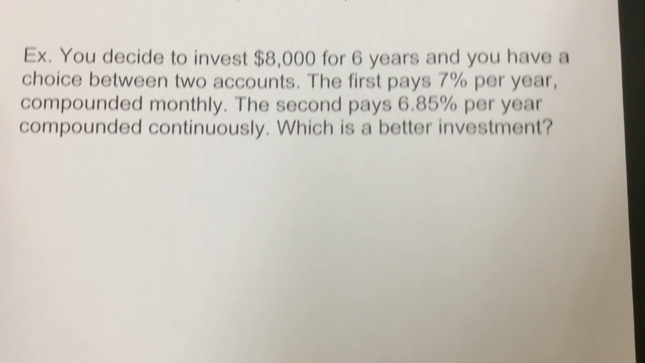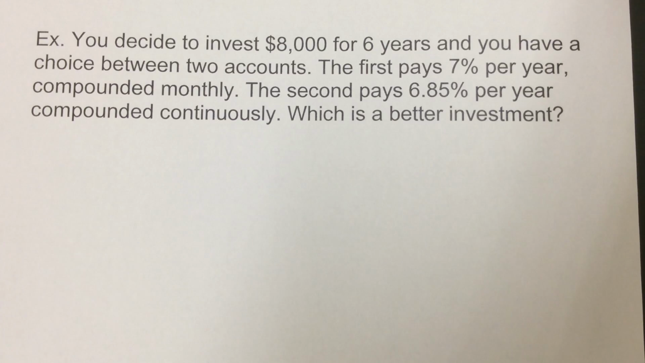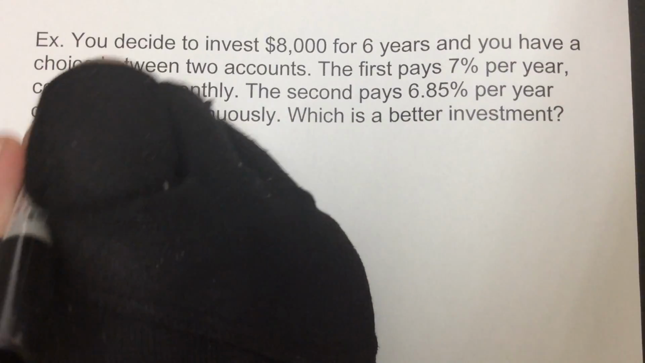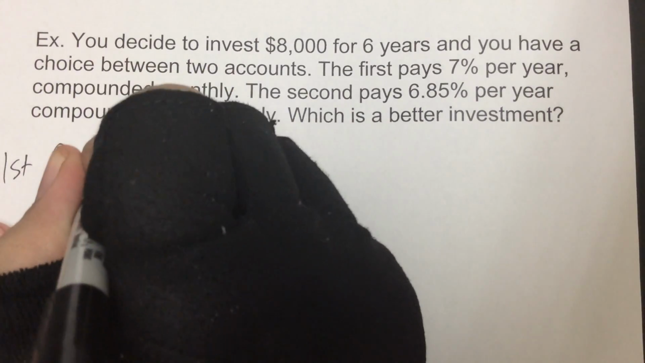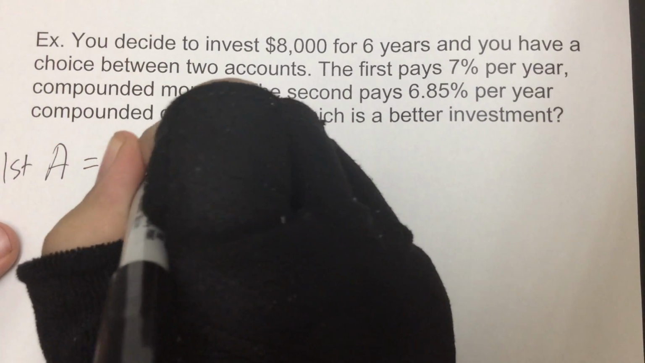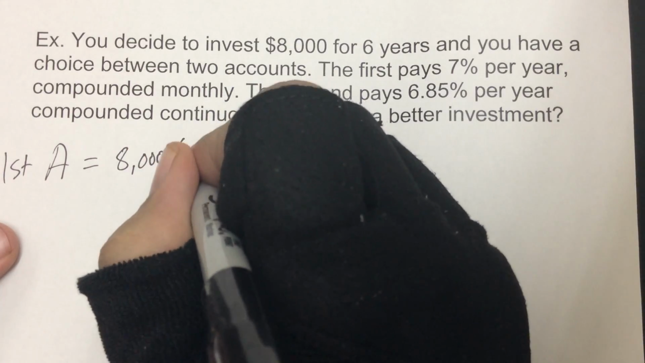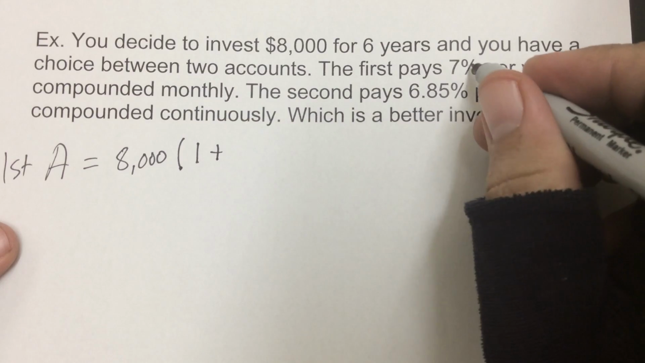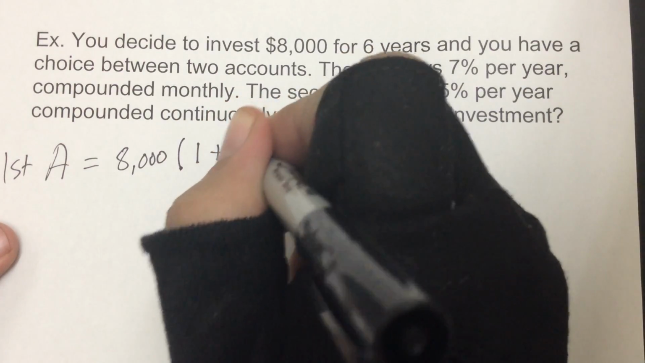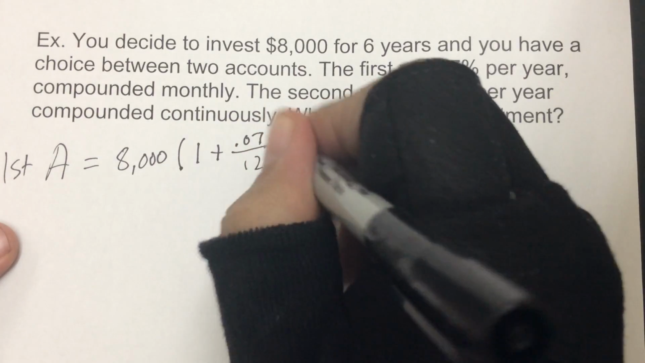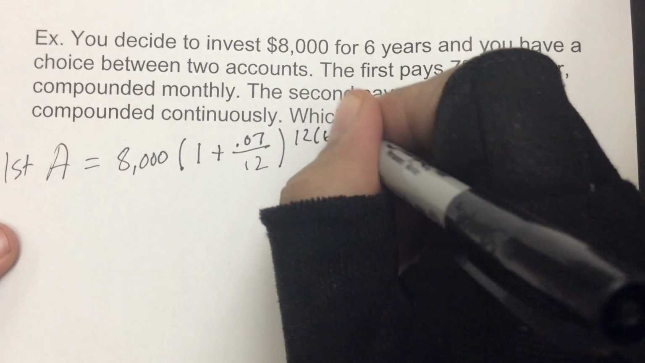Now, you decide to invest $8,000 for 6 years, and you have a choice between two different accounts. The first one will pay 7% per year, compounded monthly, where the second will pay 6.85% per year and be compounded continuously throughout the year. So we're going to set these two up. The first one, A would equal 8,000, my principal, times 1 plus my rate, 7%, so move the decimal twice, 0.07 over 12, because it's monthly, raised to the 12 times t, which is 6.